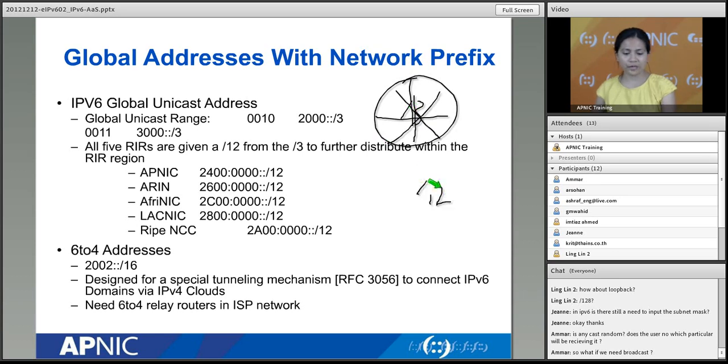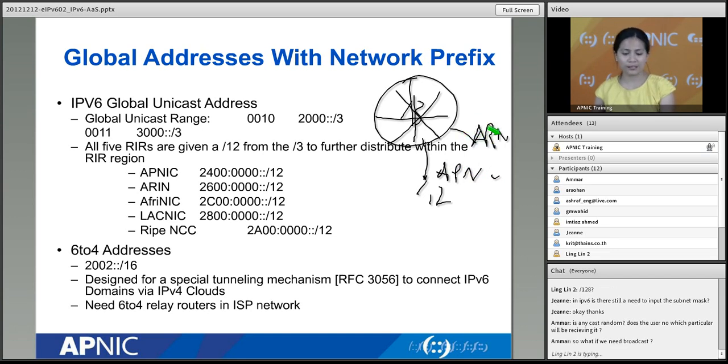This /3 is divided into /12s, so how many should there be? Each /12 is given to each RIR. So let's say this /12 is given to APNIC, then this /12 is given to ARIN, another is given to RIPE NCC, and so on. So how many /12s have already been given out? 5. One /12 for each RIR, which still gives us a lot of reserve from the /3.